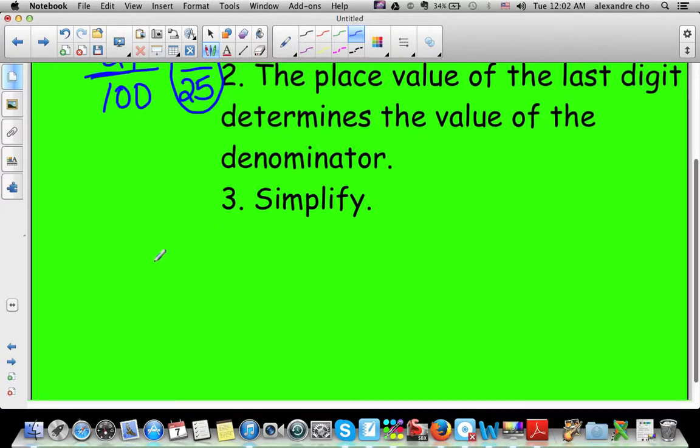I'll just make a couple up. Let's see, 0.38, and why don't we try 1.45? See what you get. Okay. Alright, so hopefully you press pause. Let's see what you get.